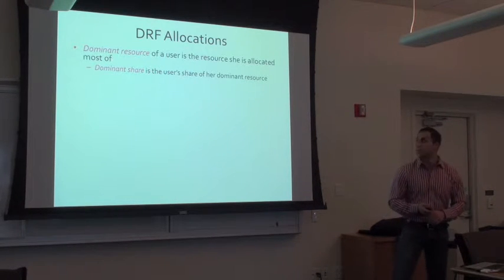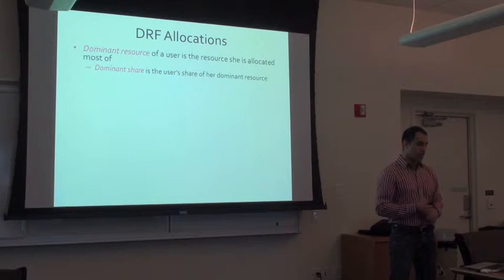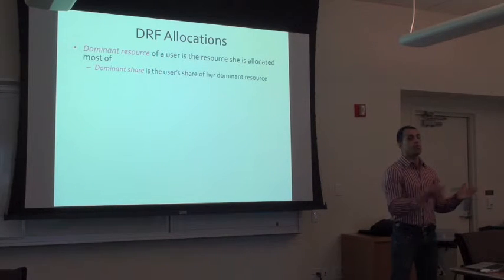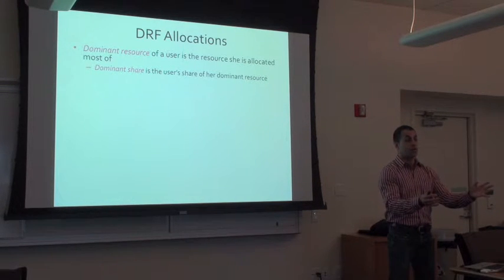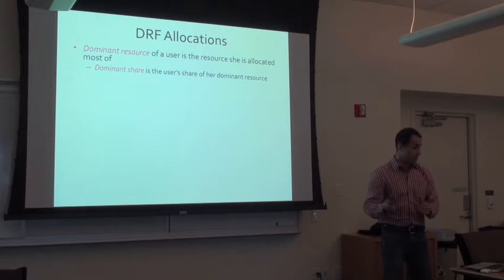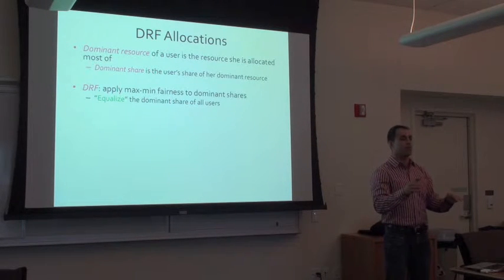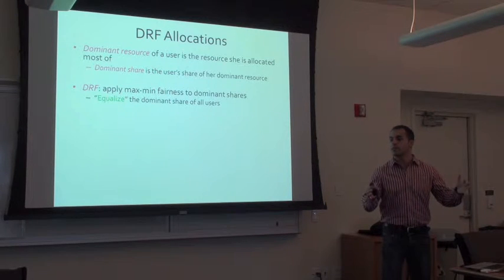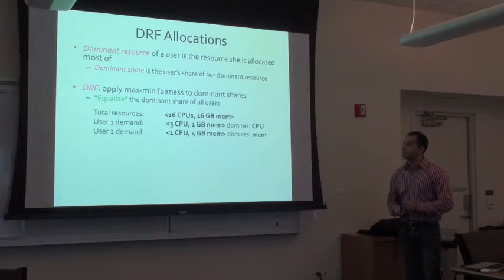The first one is the notion of a dominant resource. The dominant resource of a user that wants to schedule tasks in a cluster is simply the resource that she's allocated most of. That's her dominant resource. And to go with that definition, there is a notion of a dominant share. The dominant share is simply the percentage of your dominant resource that you got. Let's look at a simple example. What DRF does is it takes these dominant shares and applies max-min fairness to them. In some sense, it's trying to equalize the dominant share of all the flows or users in the system. Okay, so here's a simple example.